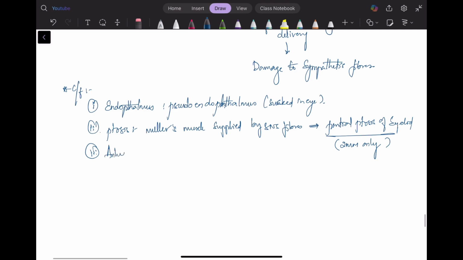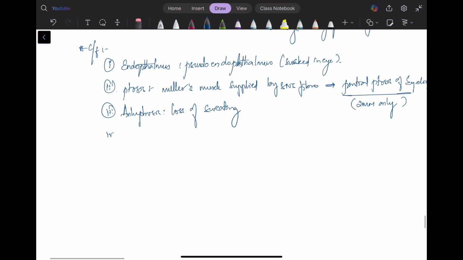Then we have anhidrosis. What is the meaning of this? It is loss of sweating. Yeah, first you need to learn the terminologies of every subject so that you won't get confused. Yeah, when I was in third year, it was very difficult for me to understand because I skipped the basics video. Okay, don't make that mistake.